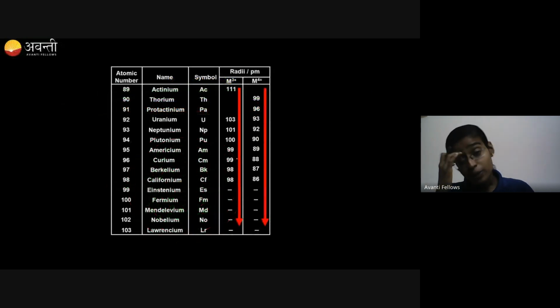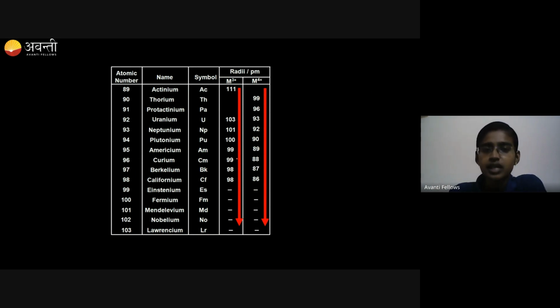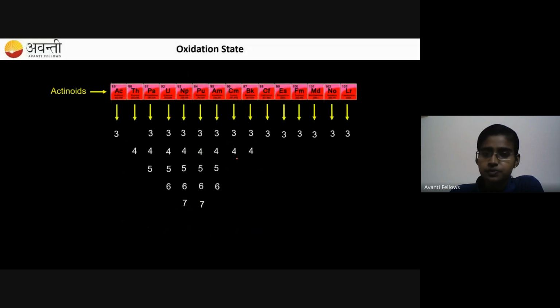Now coming to the size with values. It is given in terms of picometer again. You can see the size for M3+ and M4+ ions. It decreases from left to right, that is from actinium till lawrencium. Ionic size also the same thing.